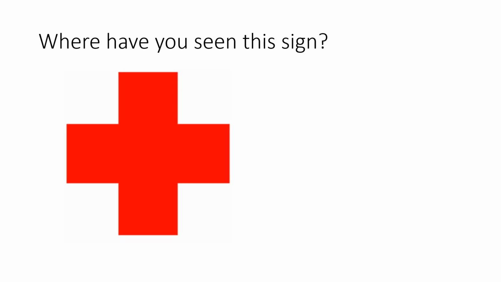Yes, you are correct. You've seen them in hospitals, in pharmacies, medical shops, medical camps, anywhere where there are doctors. This is called the Red Cross. Can you draw this sign? You can use the next couple of minutes to draw this sign in your notebook. You can pause the video as you are drawing it.